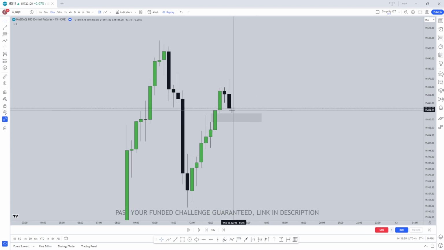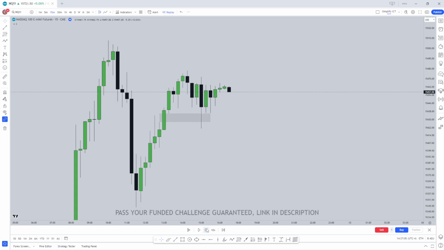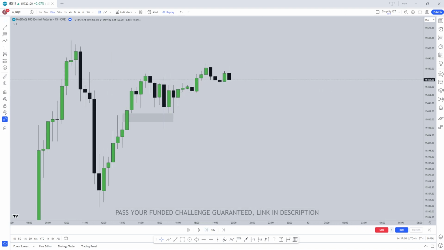It doesn't have to retrace instantly, by the way. It can take a few candles to get there. So as you can see, it's filled that in, and then price moves away to the upside. So let's get into the next fair value gap.